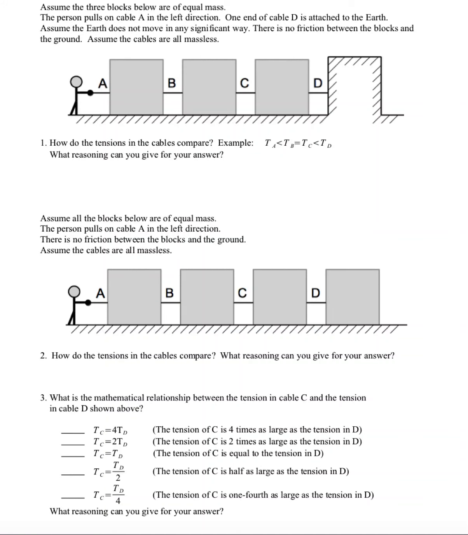Assume the three blocks below are of equal mass. The person pulls on cable A in the left direction. One end of cable D is attached rigidly to the earth.